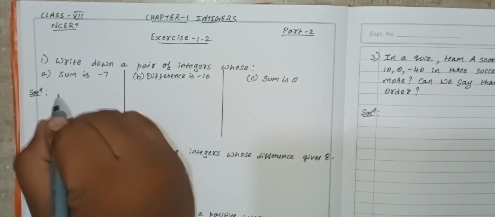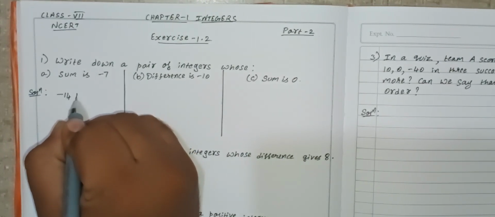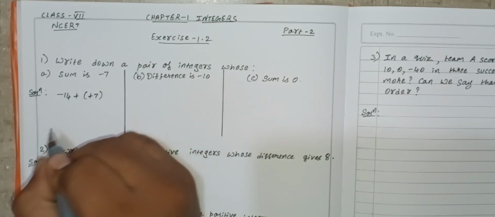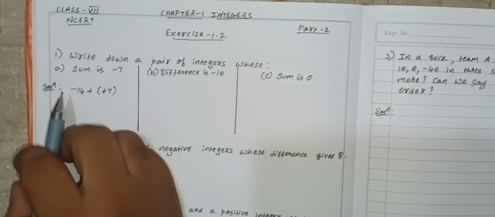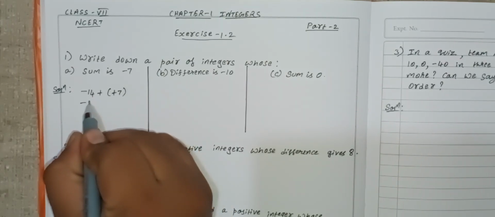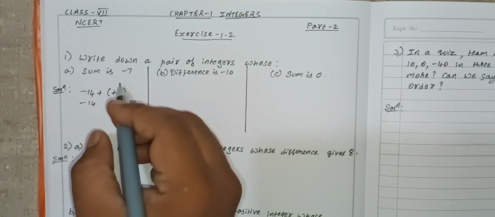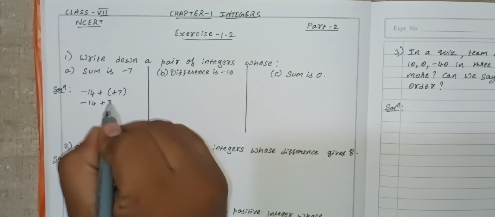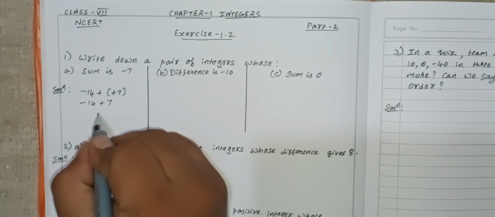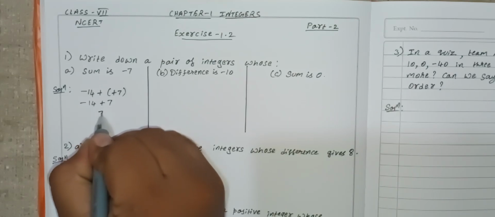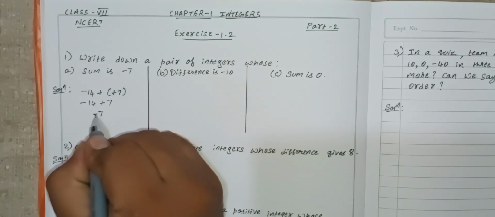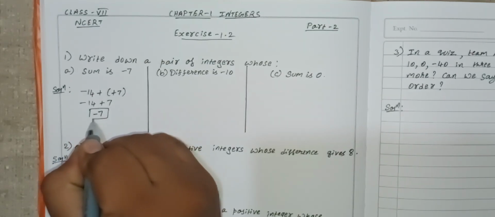One I am taking here, minus 14 sum, that is plus of plus 7. Okay, minus 14 plus of plus 7. Now if I take this minus 14, plus into plus, it becomes plus 7, and minus into plus becomes minus, and 14 minus 7 is 7, and the greater value is 14, so the sign is minus, that is minus 7.